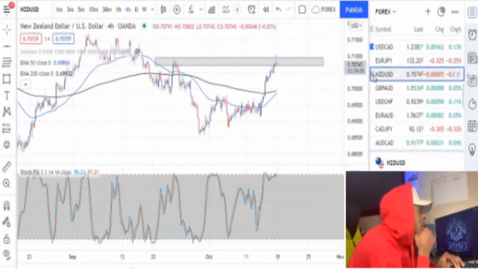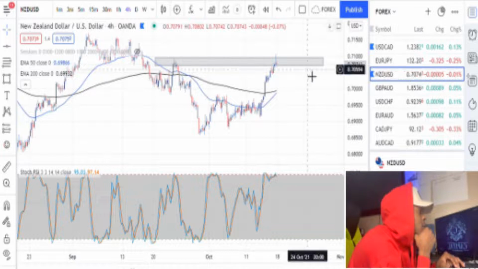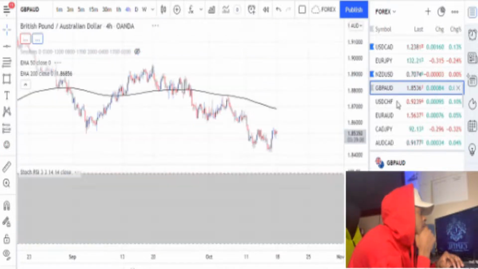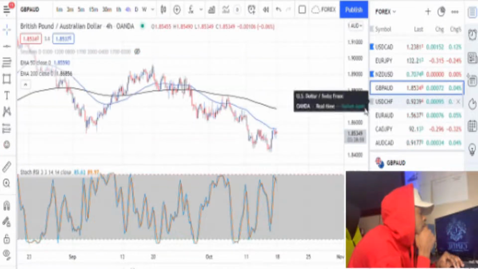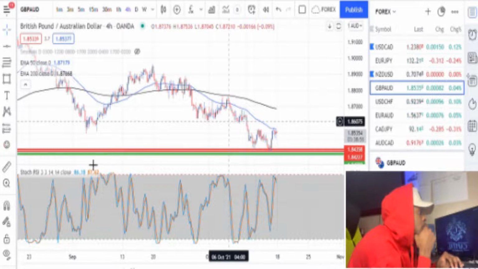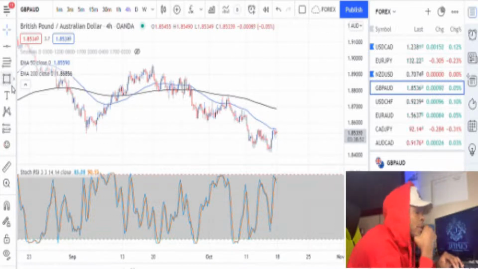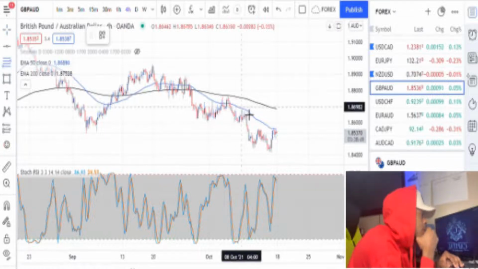I'm gonna add this to the watch list just in case. We're gonna see how these candles look in the morning. GBPAD is a good setup right now.